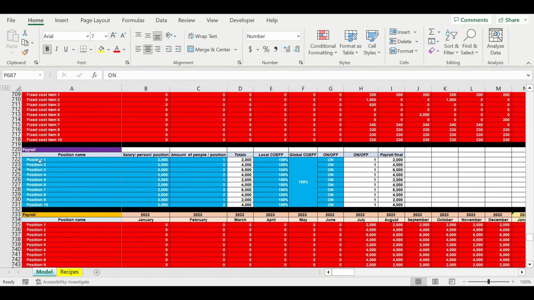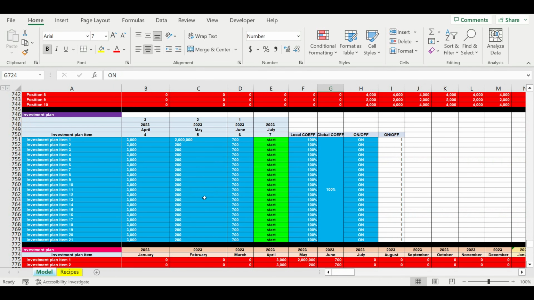Then we start talking about payroll. Here we specify the name of position, the salary per person on each position, the amount of people on each position. Here we have global and local coefficients for salaries, and here we can switch on and off different positions from calculations and look at the cash flow statement.